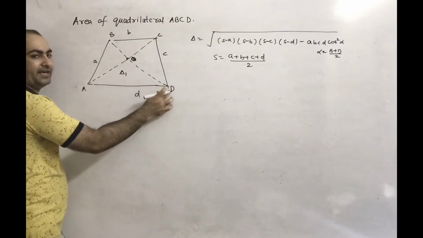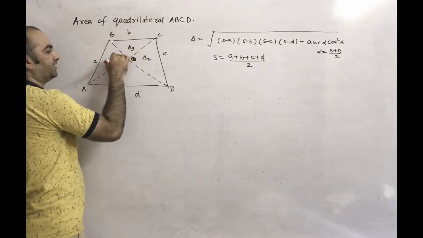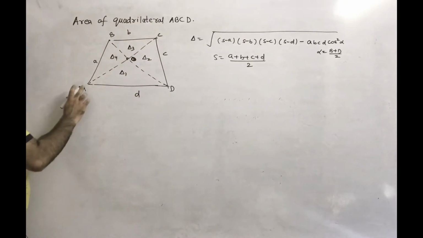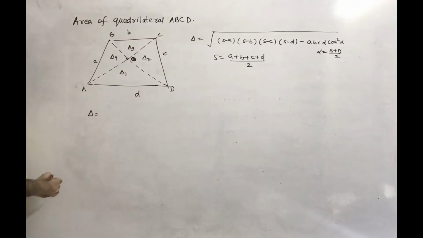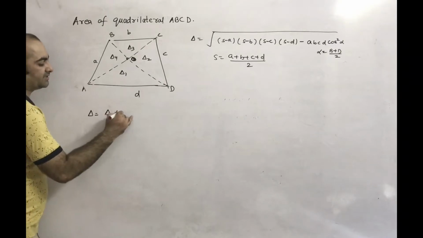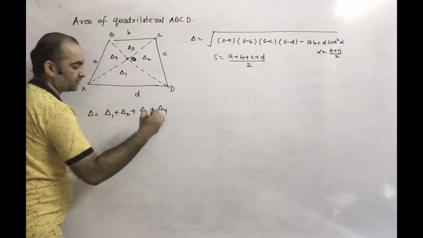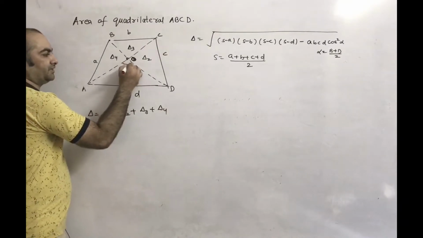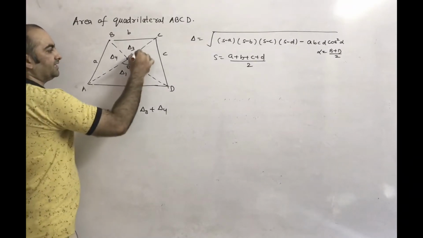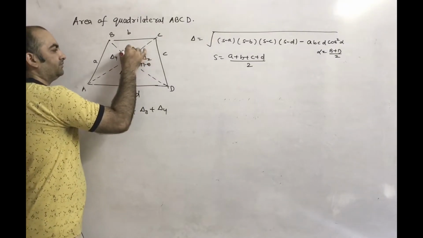Triangle OAD has area delta 1. This one has area delta 2, this one has area delta 3, and this one has area delta 4. So the area of ABCD, delta, is nothing but delta 1 plus delta 2 plus delta 3 plus delta 4. Suppose this angle is theta, then this angle is pi minus theta, and this angle is theta.